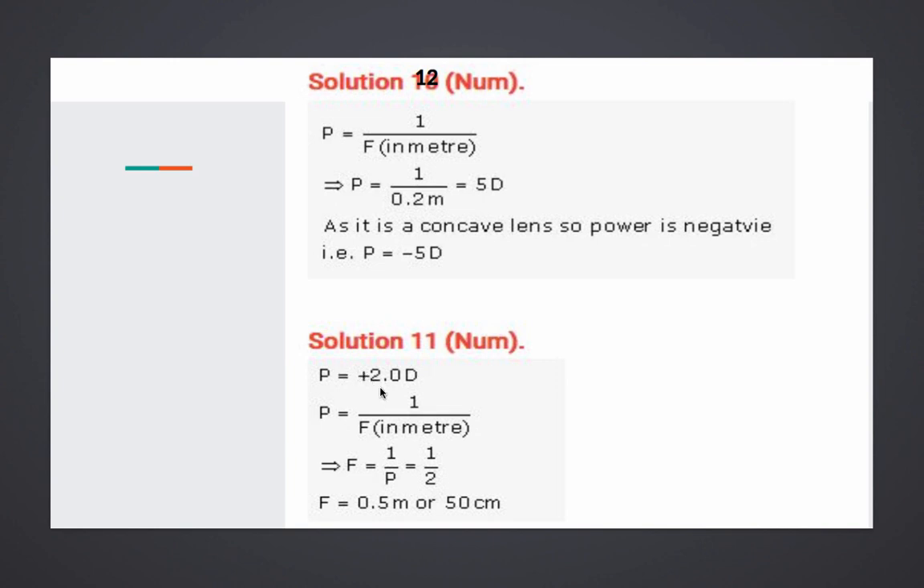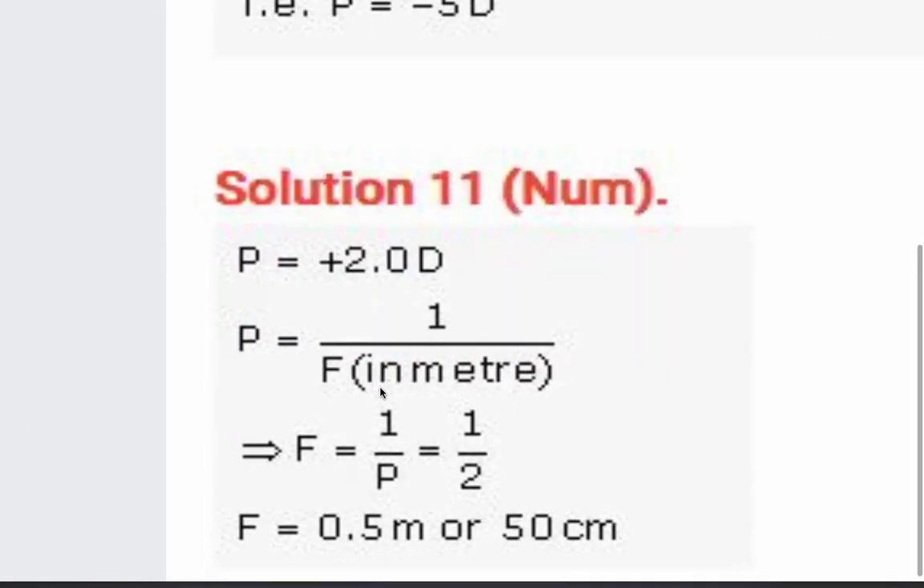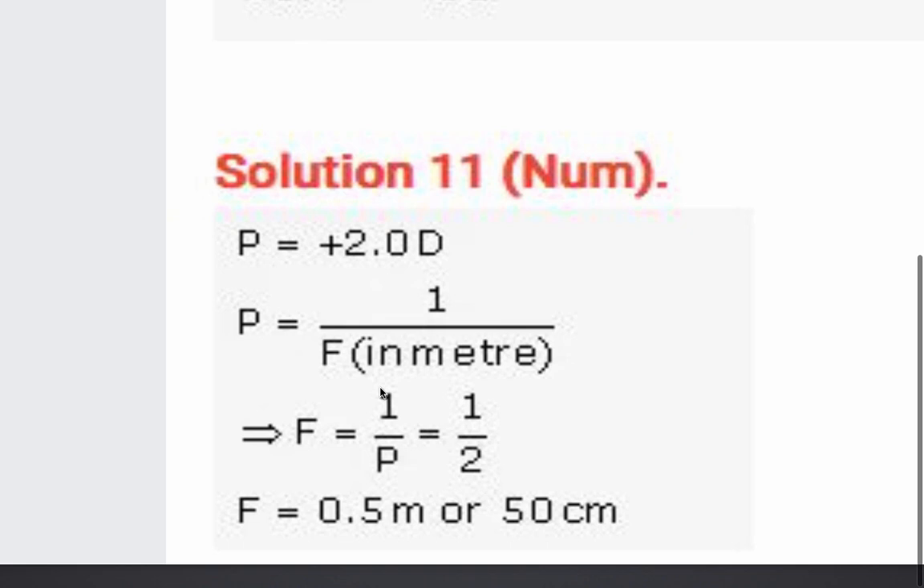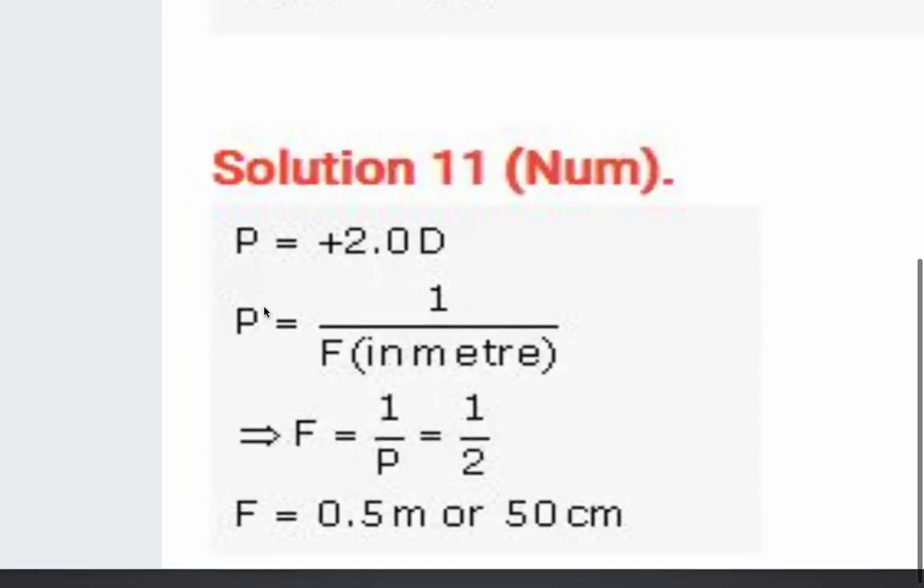11th question, firstly, let's see this, students. See 11th solution. It says the power of a lens is plus 2 diopter. Positive power. The power is coming positive. When is it positive, students? Power is positive. It means the lens is convex lens. The question is to find out the focal length and state the kind of lens. Since it's coming positive, it's convex lens.